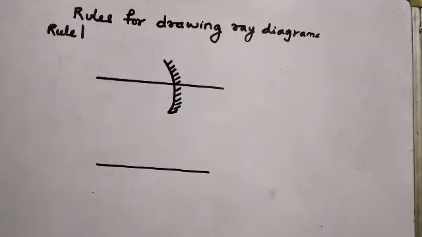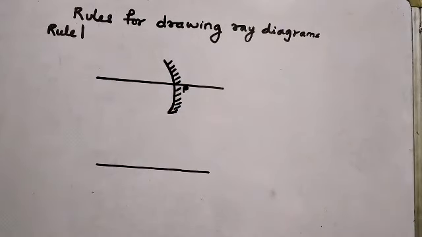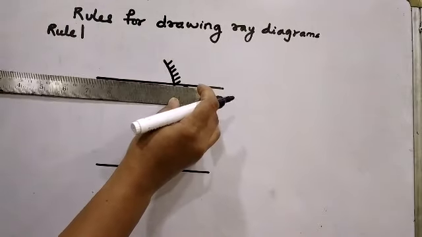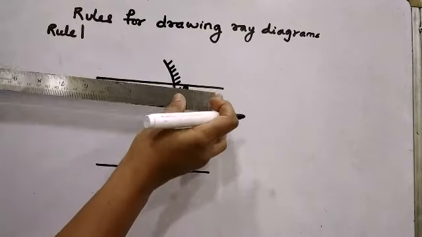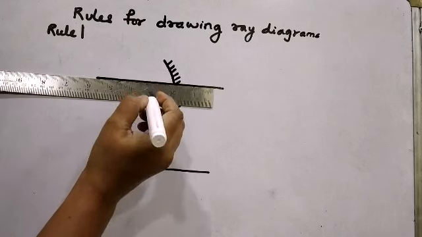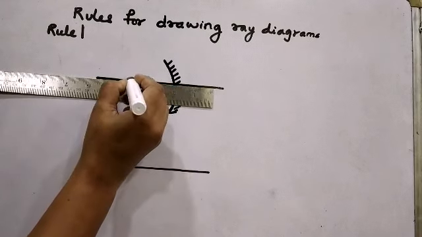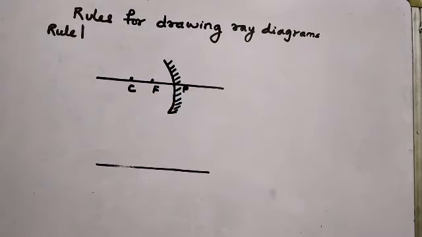So what does the rule say? Let me first mark the pole of the mirror, and from the pole I am going to take equal distance and mark the focus and the center of curvature. Focus and center of curvature will be at equal distance. Suppose I am taking 1 centimeter equal distance. So this will be the focus and this will be the center of curvature.